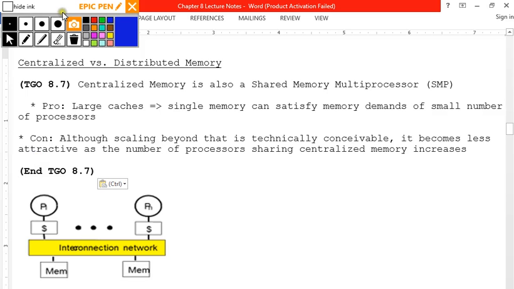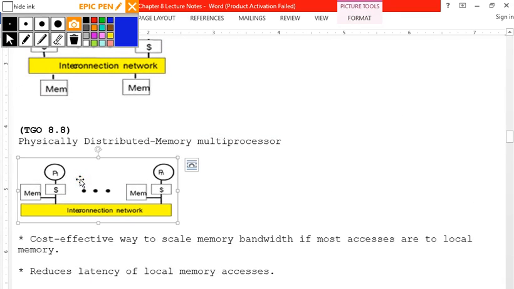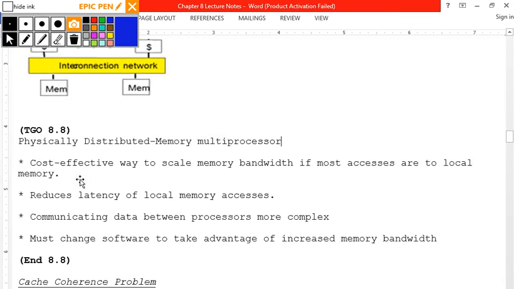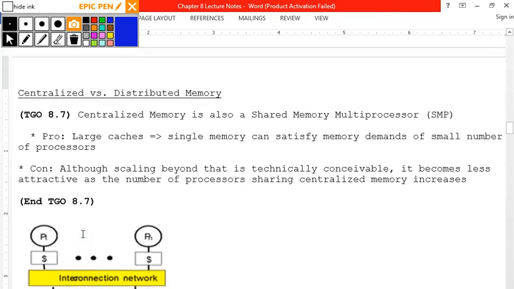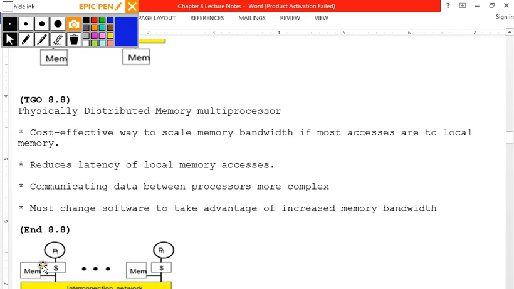Is that clearer? Let me do the same thing for 8.8. All right. So when we talk about distributed memory, the whole idea in this drawing is each processor has its own data memory.